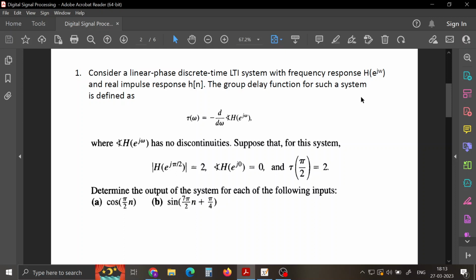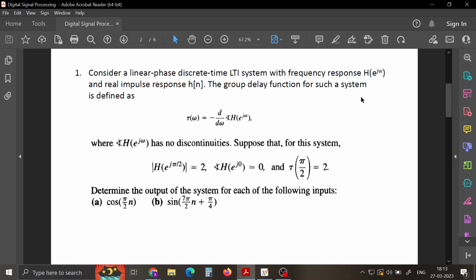So tau of omega equals minus d by d omega of the phase of the frequency response, and it is assumed that the phase has no discontinuities, and we have been given some information. The magnitude of the frequency response takes the value 2 at omega equals pi by 2. Secondly, the phase at omega equals 0 is 0, and the group delay at omega equals pi by 2 is 2.